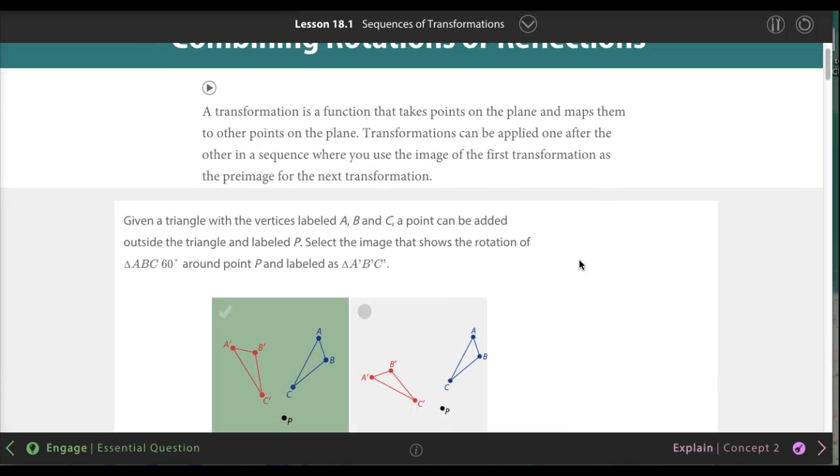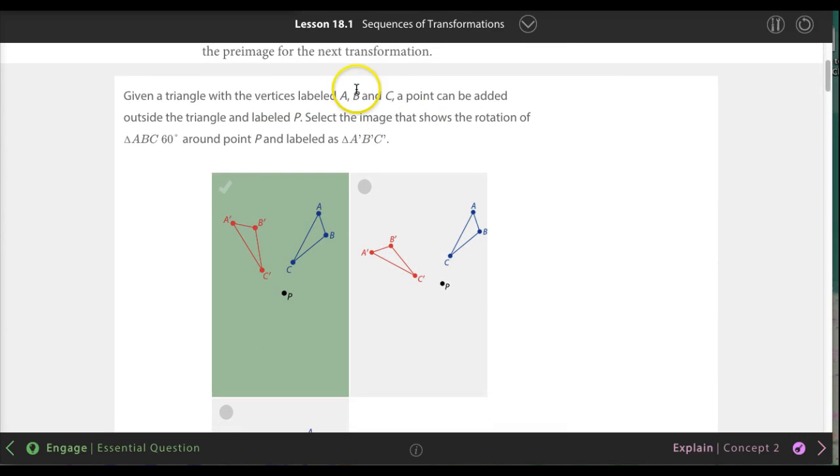But it says over here, given a triangle with the vertices labeled A, B, and C, a point can be added outside. Okay, so then it's telling you to rotate it around 60 degrees. I already selected my answer here, but you have this blue triangle, and if you draw a line like this, you can see that this angle is smaller than 90 degrees, so you can guess that this is the correct answer. Because if you tried this one, it looks like 90 degrees, and that's bigger than 60 degrees.